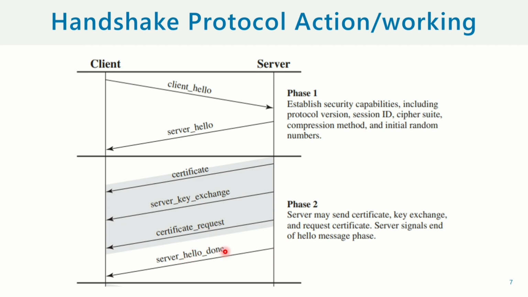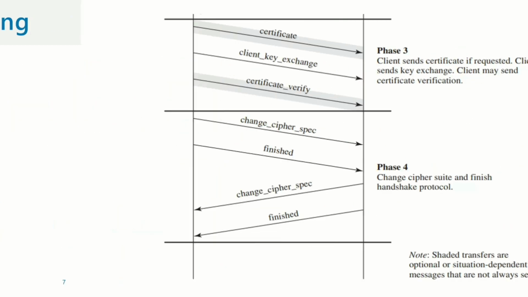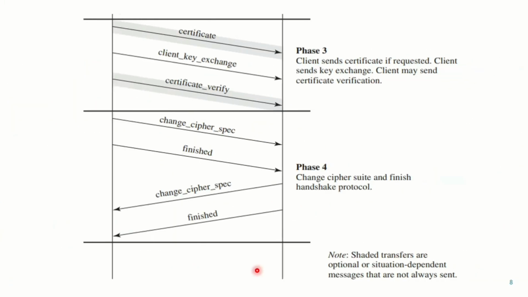So until the client receives the server hello done message, the client should wait to start the communication. Now the second phase is completed. The third phase will be started by the client. As a reply, the client will send the certificate message, client key exchange message, and also the certificate verify. That means in phase 3, the client will send the certificate and verify the certificate.